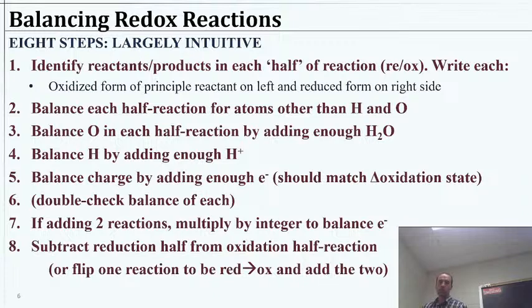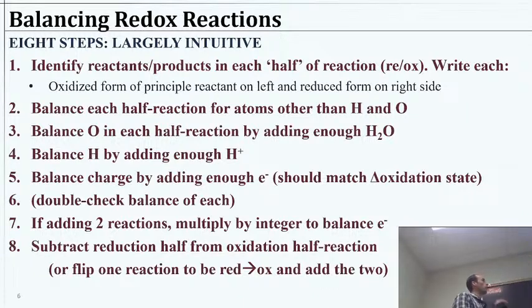8 steps really. So first, we want to identify the reactants and products for each half reaction. So what I just talked about is this first step, right? Is it oxygen to water? Is it iron to iron 2+? What are the half reactions that we need to identify?